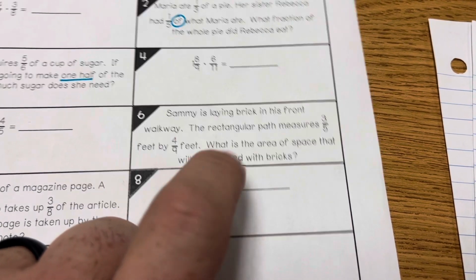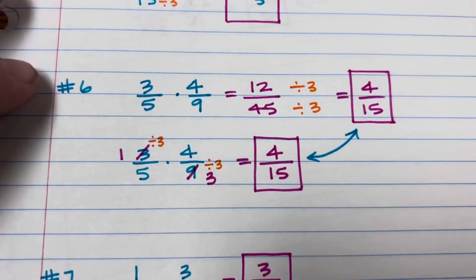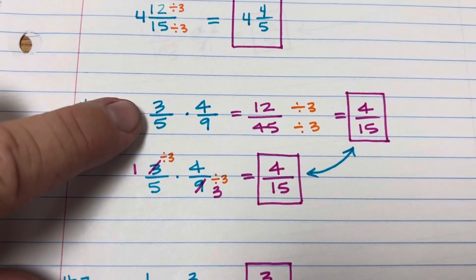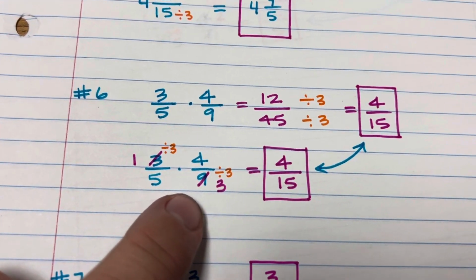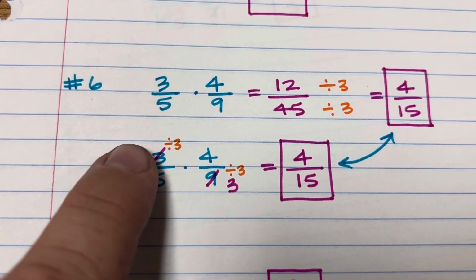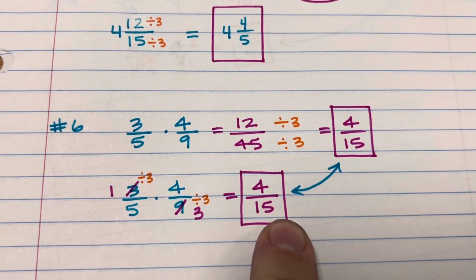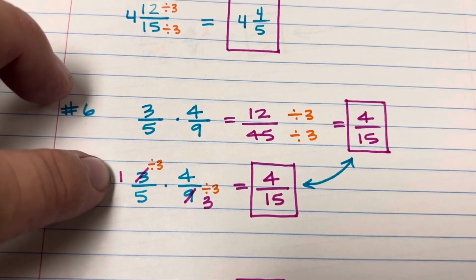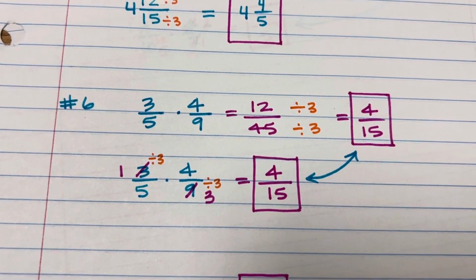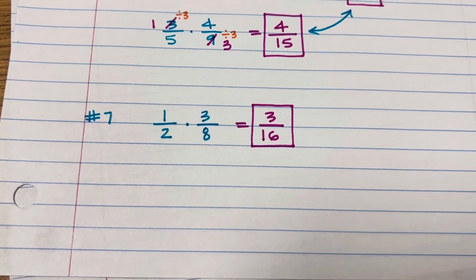All right, number 6 is a word problem, and it's talking about a rectangular path and area. Area of a rectangle comes from length times width. They've given you 3/5 and 4/9 as your length and your width, so we multiply them together. This one I multiplied straight across, and I simplified after I got my answer. This one I simplified before I multiplied, because 3 and 9 had a common factor of 3 that could be divided out, and that got me straight to 4/15. So again, either way is fine. You can simplify after, or you can simplify before. I'll leave that up to you. We talked about that today, and that's in our notes. So students were told, whatever works best for them, they can simplify before or after.